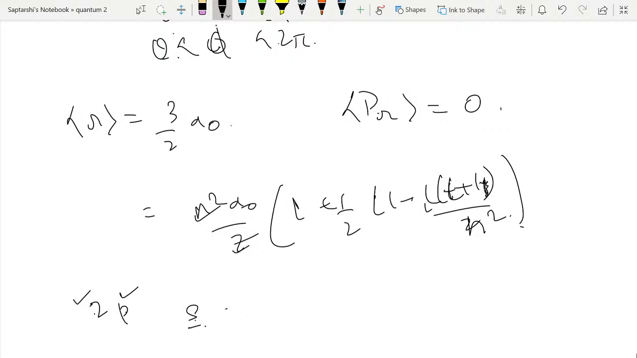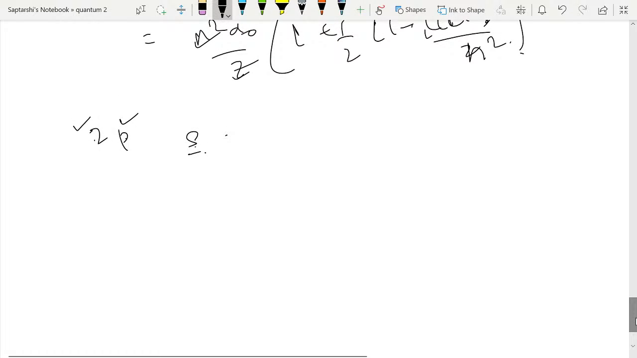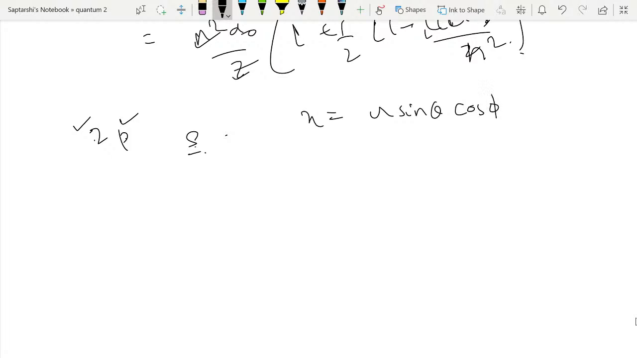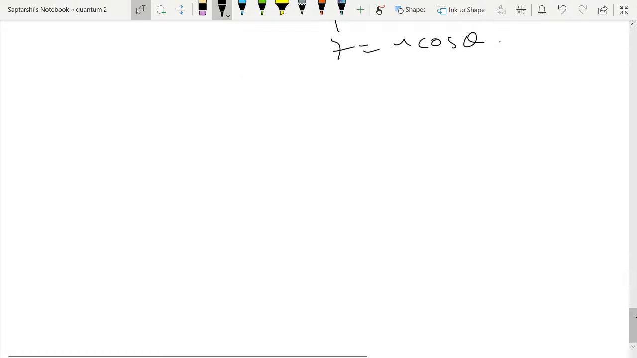Now I'll talk a bit more about Cartesian and polar coordinates. So x equals r sin theta cos phi, y equals r sin theta sin phi, z equals r cos theta. Now let me talk about the energy of the hydrogen atom.